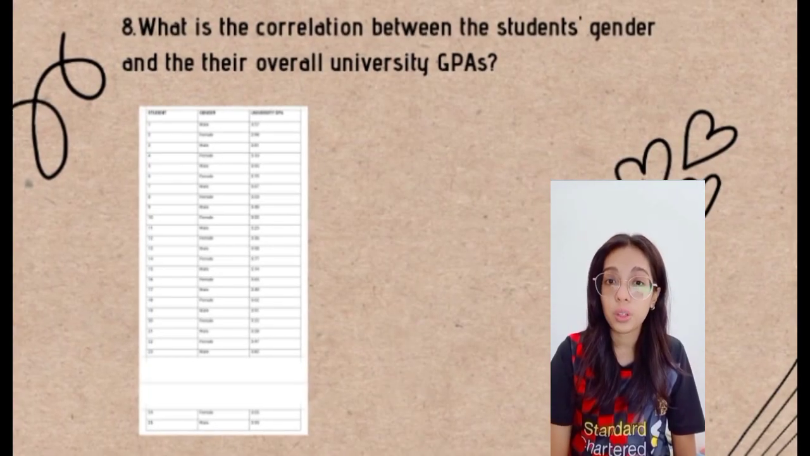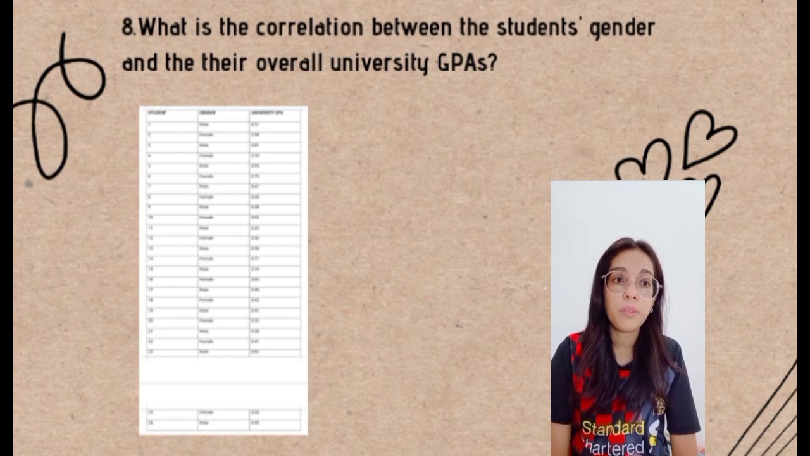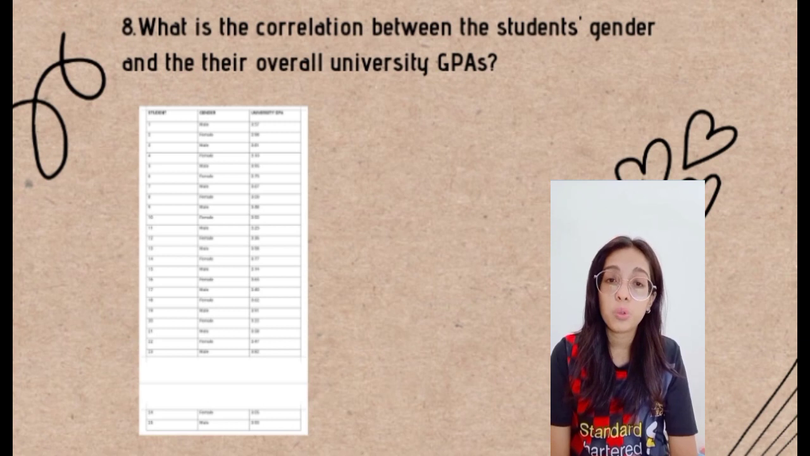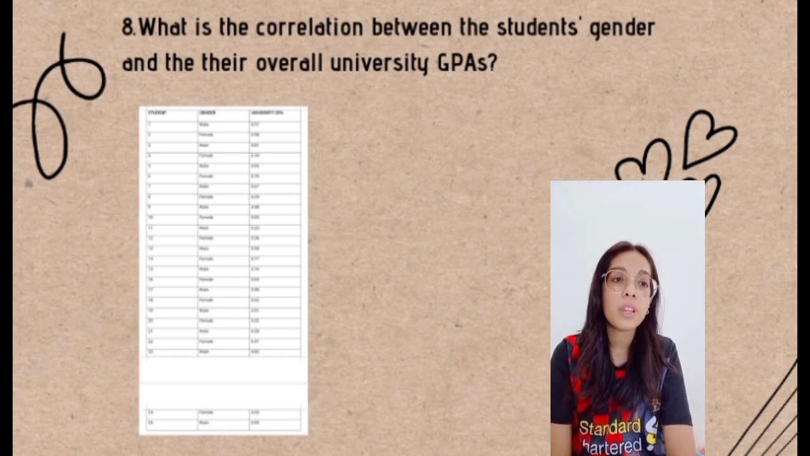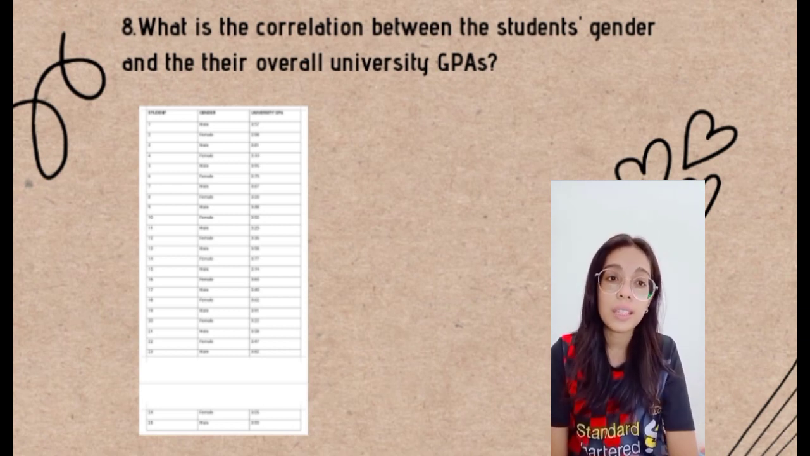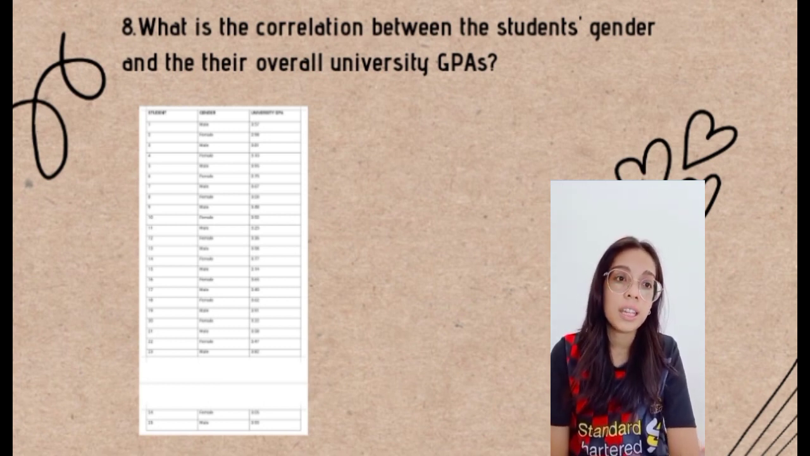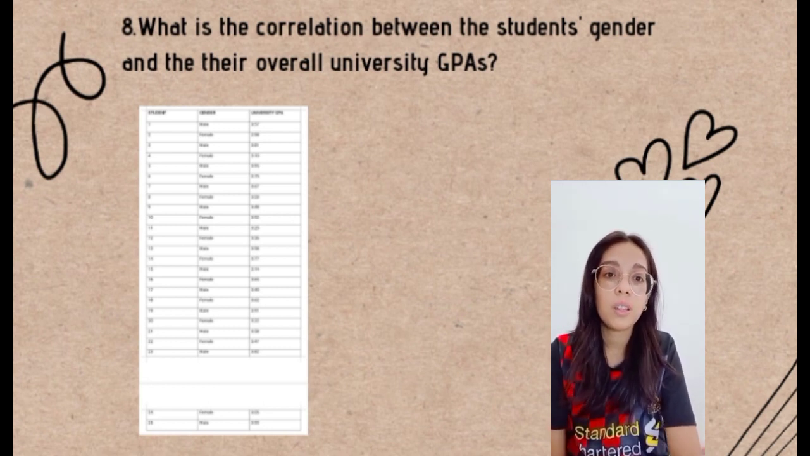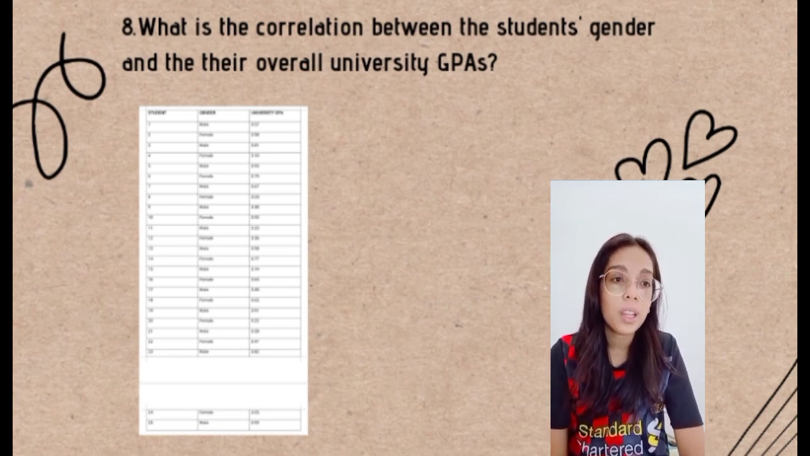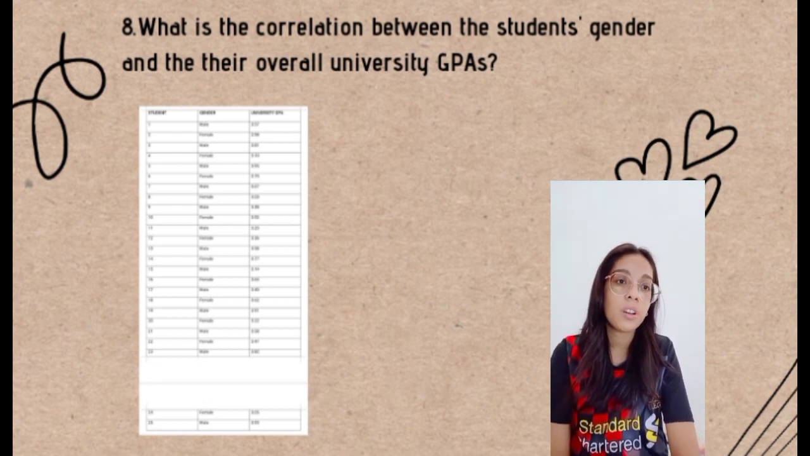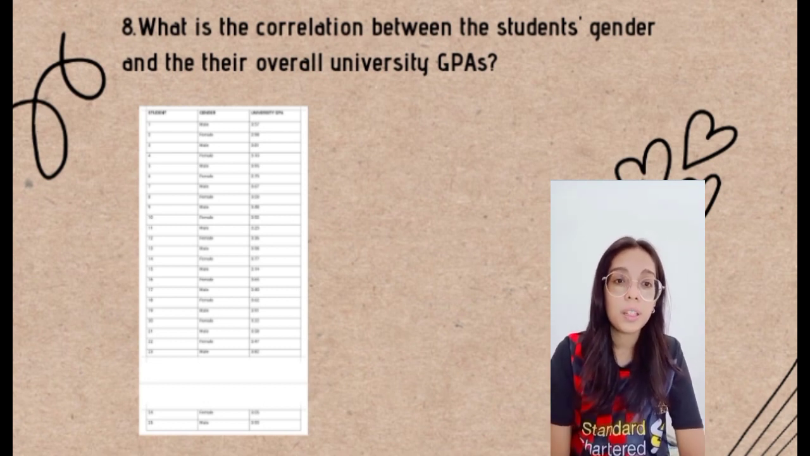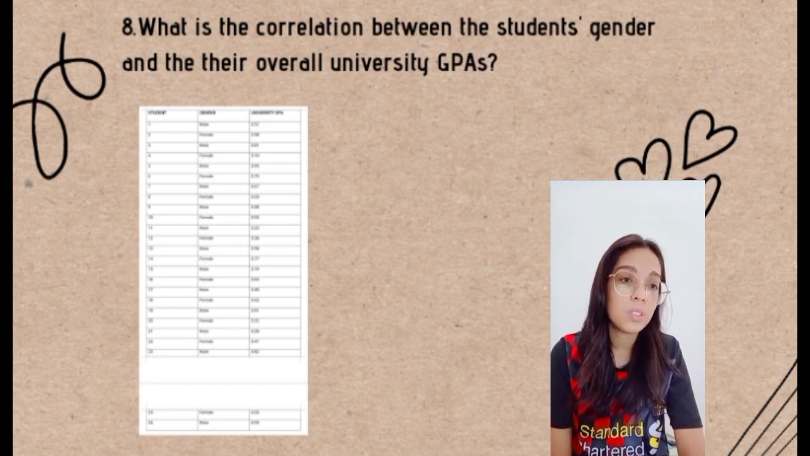Next is question 8. What is the correlation between the student gender and the overall university GPA? To determine the correlation between student gender and the overall university GPA, we need to analyze the data for both variables. Since we are provided information for the university GPA, we also have data on the gender of the 25 randomly selected students. To calculate the correlation between a categorical variable like gender and a continuous variable like university GPA, we can use the point-biserial correlation coefficient. This correlation coefficient measures the strength and direction of the linear relationship between a binary variable, in this case gender, and a continuous variable, university GPA.